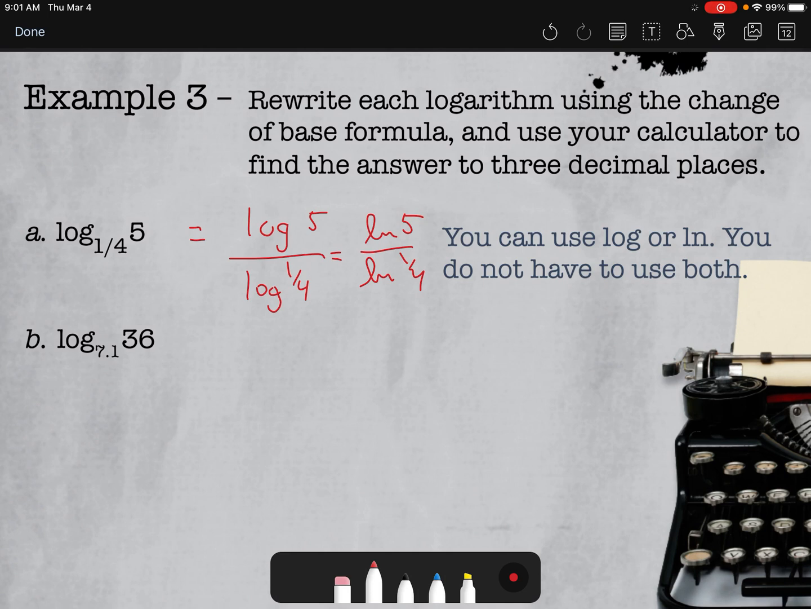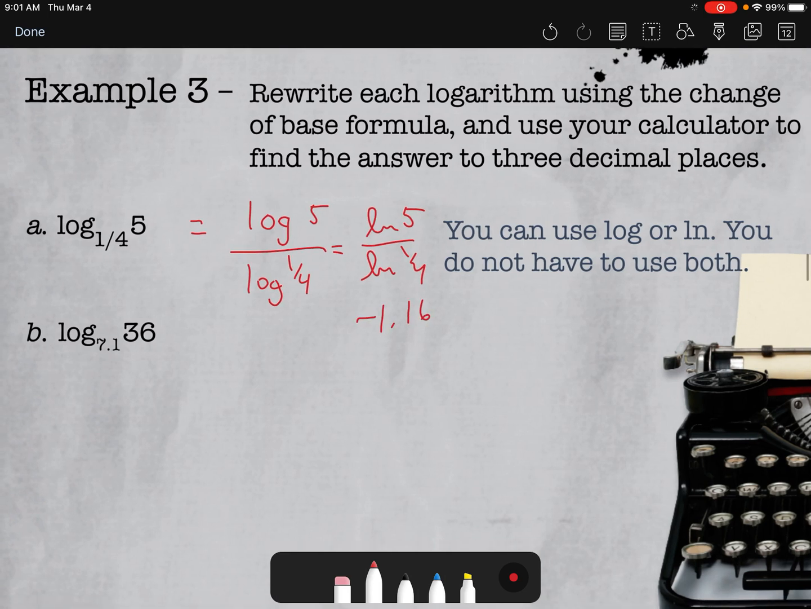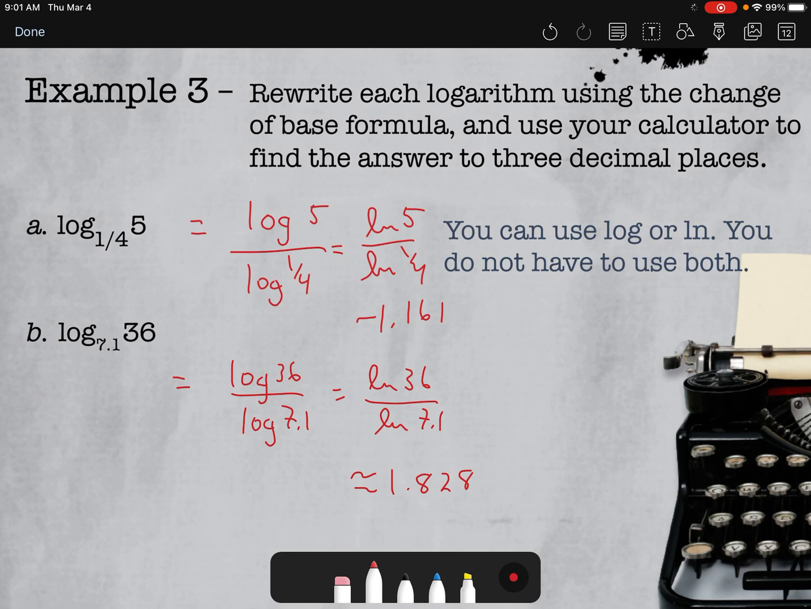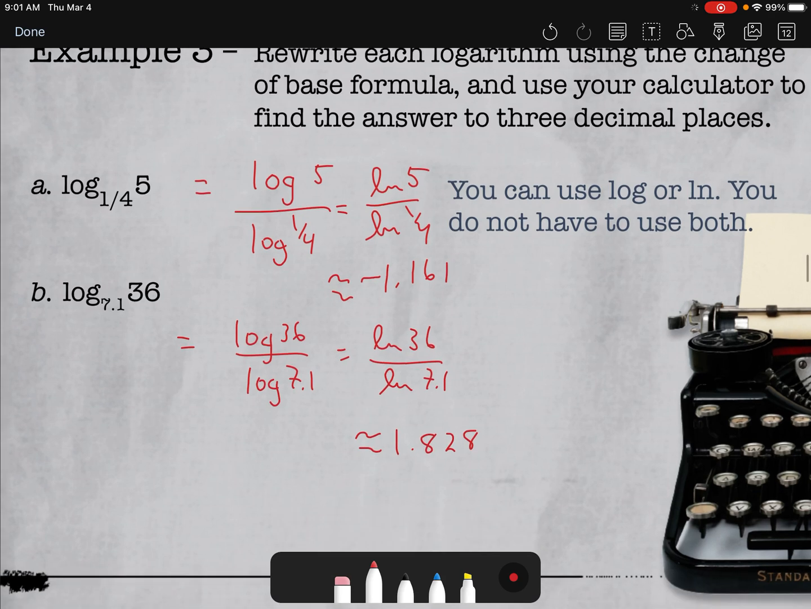So natural log of 5. Make sure you close parentheses, guys. I got negative 1.161 if we round it. The next one, log 36 over log 7.1, or natural log of 36 over natural log of 7.1. So either one will give you the same answer. 1.828 approximately. Okay, so that's using the change of base formula.